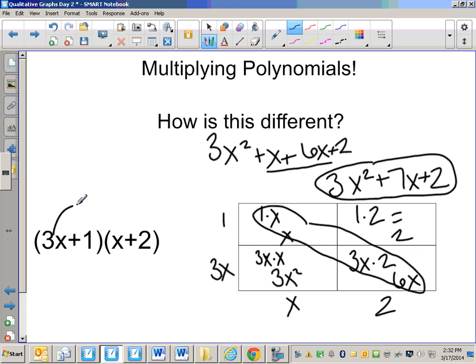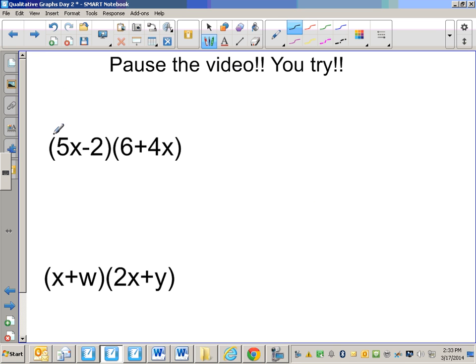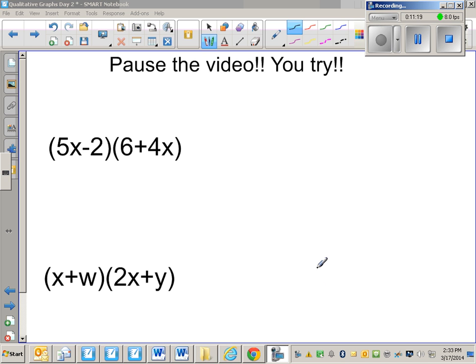Basically, I multiplied the 3x by x and the 3x by 2, which is what happened in this box down here. And then I multiplied the 1 by x and the 1 by 2, which is how I got that box right there. So you try these. Go ahead and pause your video, and you can check your answers when you are finished.